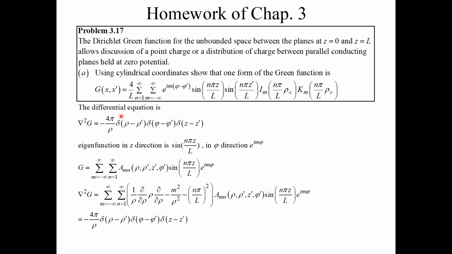And the differential equation here, we have the relation here. The Laplace Green function should be like this. And for the eigenfunction in this direction, we can do some quick steps, and we change our z direction component into sine n pi z divided by L, and the phi direction into exponential of i m phi. And our Green function has an easy form like this, and we next should deal with the coefficient here.